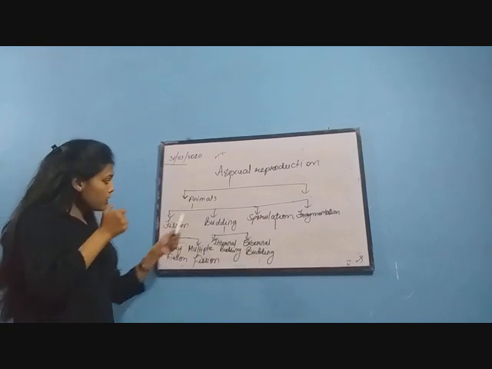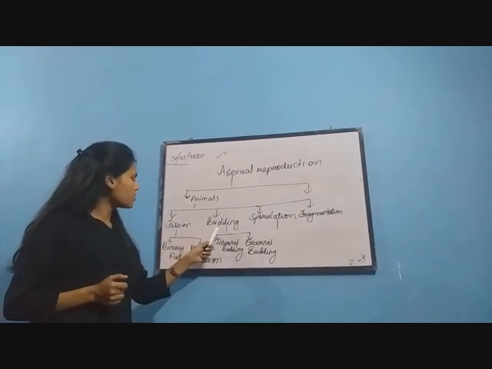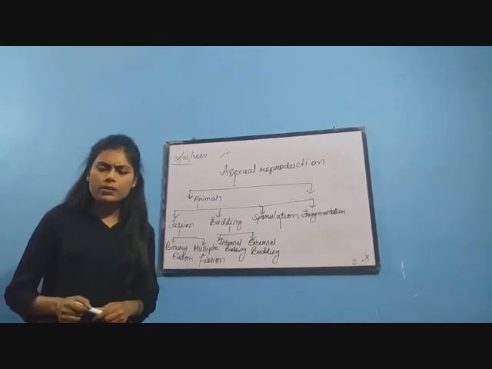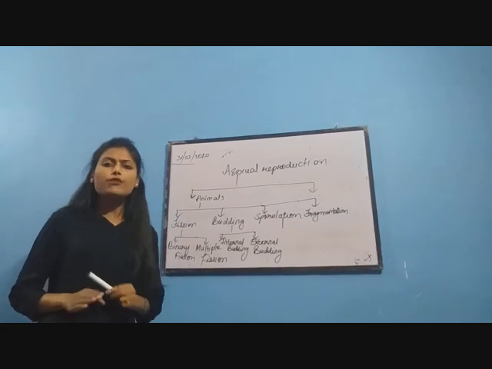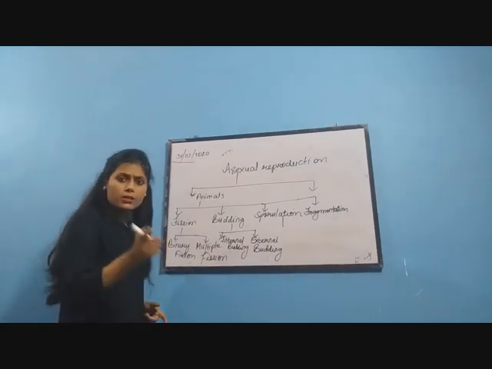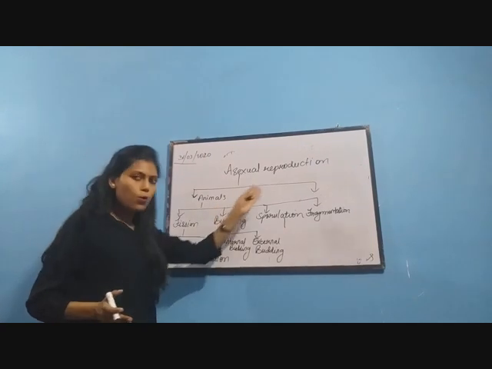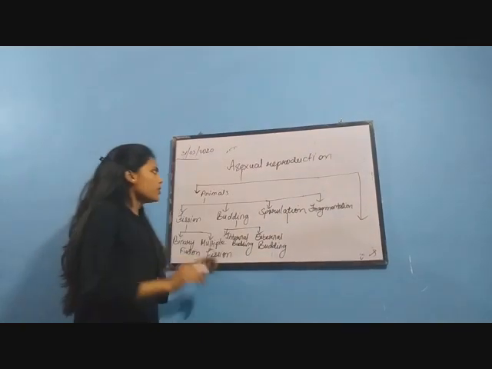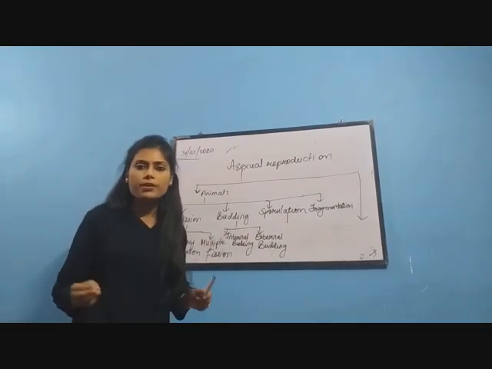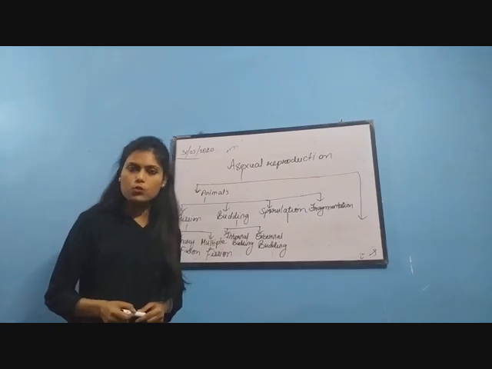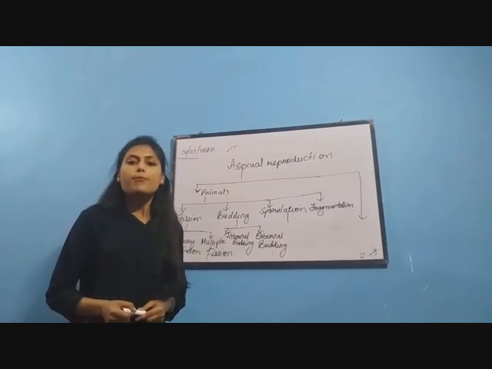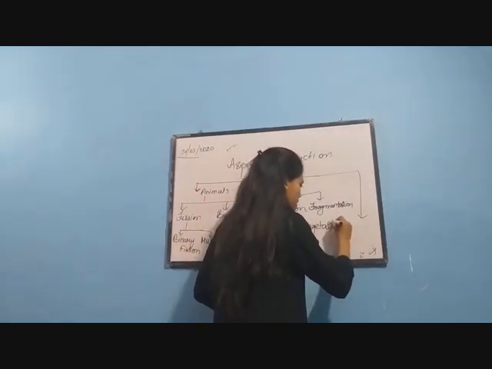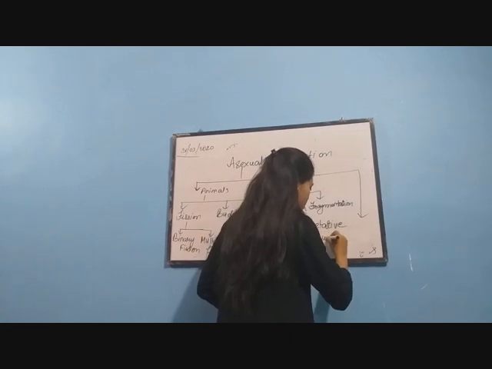Alright. In the case of animals, these are the processes of asexual reproduction where only a single parent is involved and there is no fusion of gametes. But in the case of plants, it is known by a different name. In the case of plants, the method of asexual reproduction is referred to as vegetative propagation.